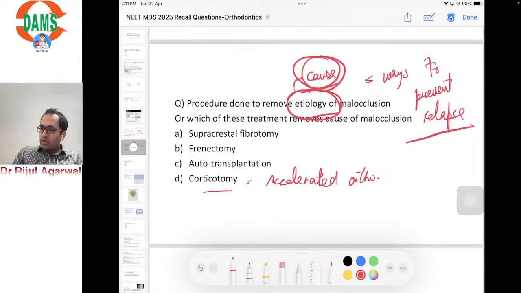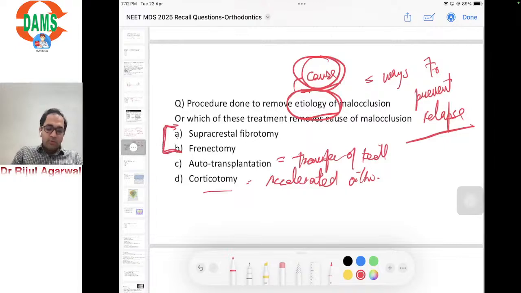Thank you, Florence. You answered frenectomy. I marked it. Very nice to know. Frenectomy, according to me, is the correct answer. Corticotomy is a way of accelerated orthodontics. Autotransplantation is simply transplantation of an extracted tooth from one side to another. It's just transfer of teeth. We are not here to discuss autotransplantation.